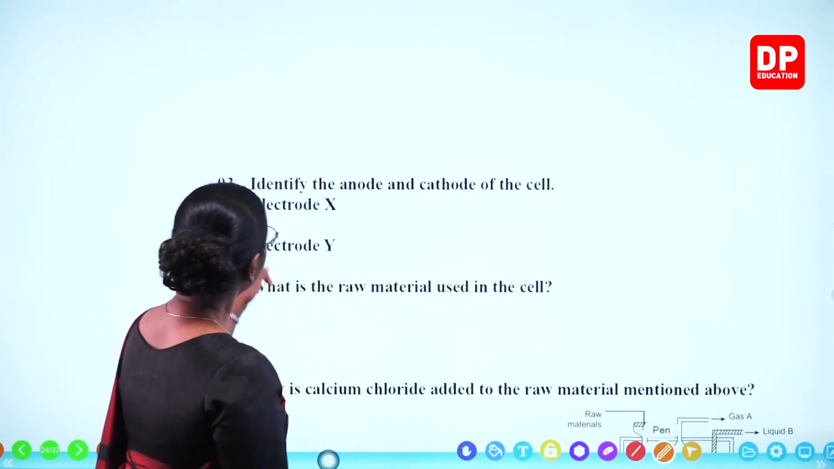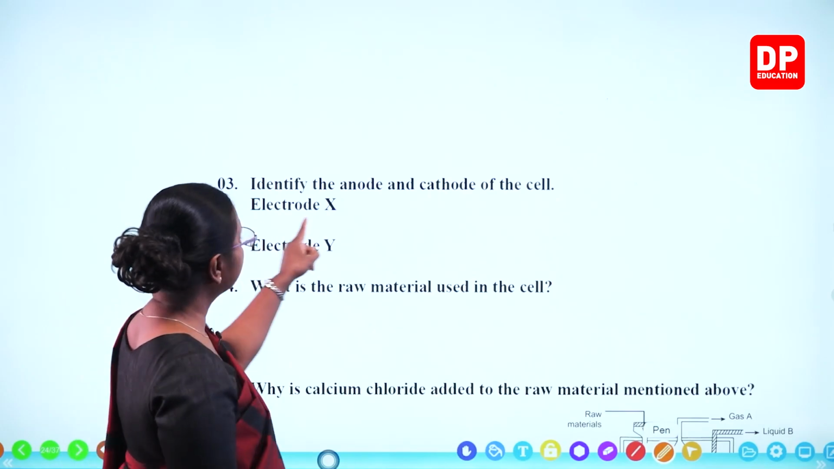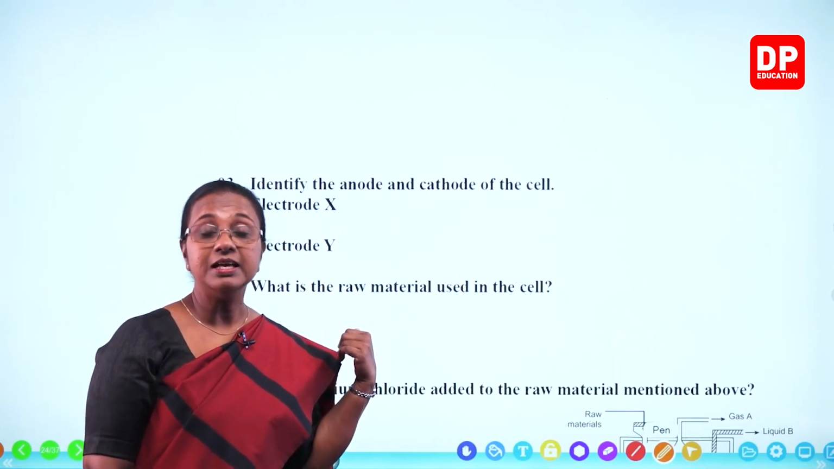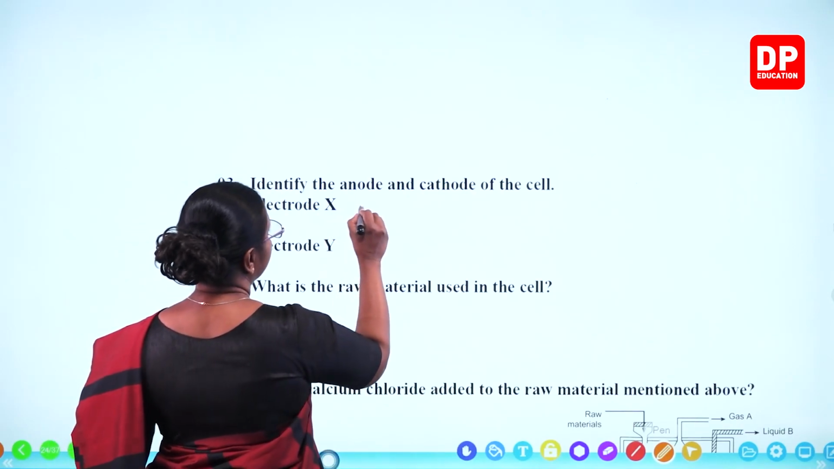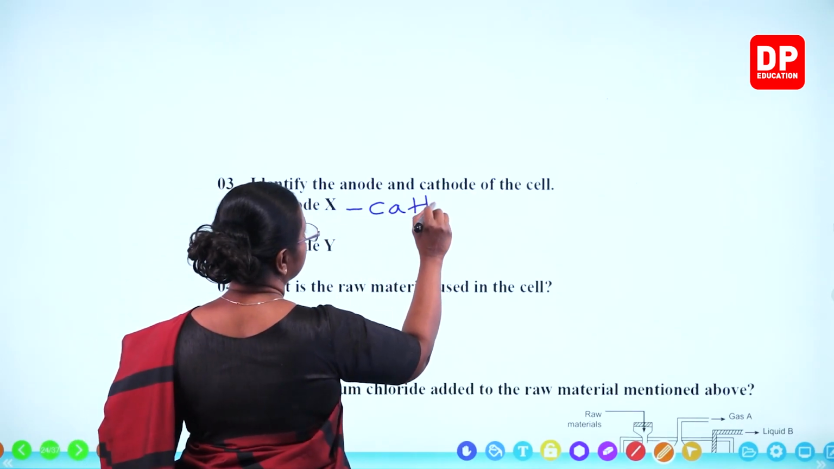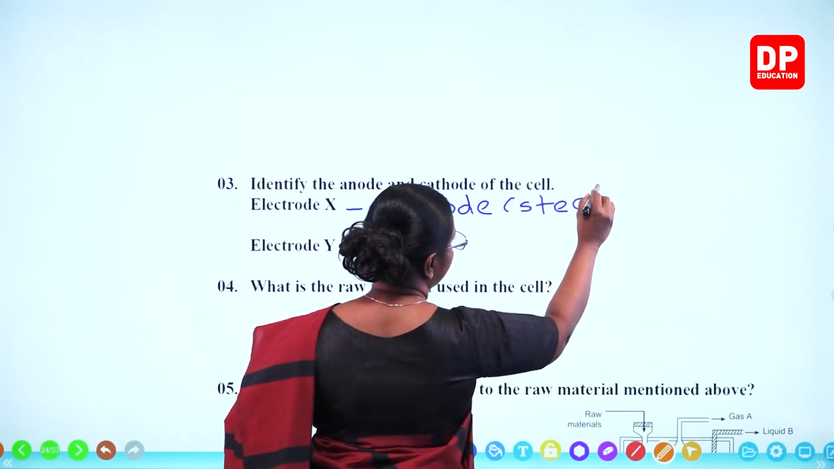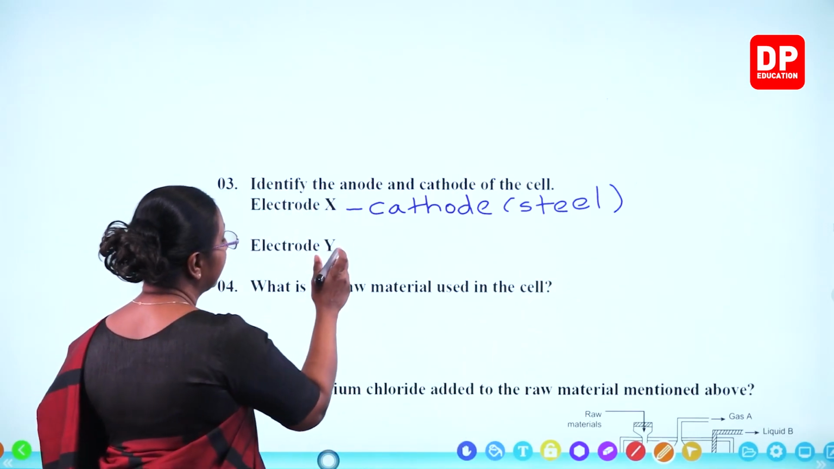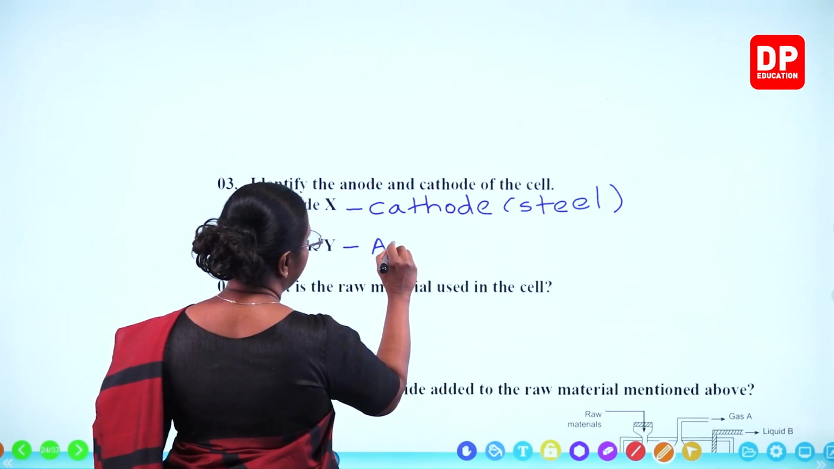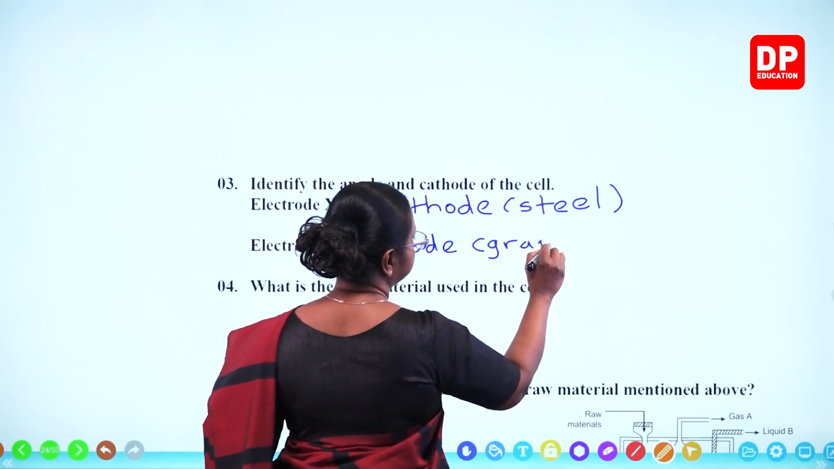Then here, identify the anode and cathode of the cell. Electrode X, I told you all, is the cathode. That is the steel cathode. So here electrode X, cathode, is made up of steel. This is just for you all to recall what that element is. And electrode Y is the anode. That is graphite.